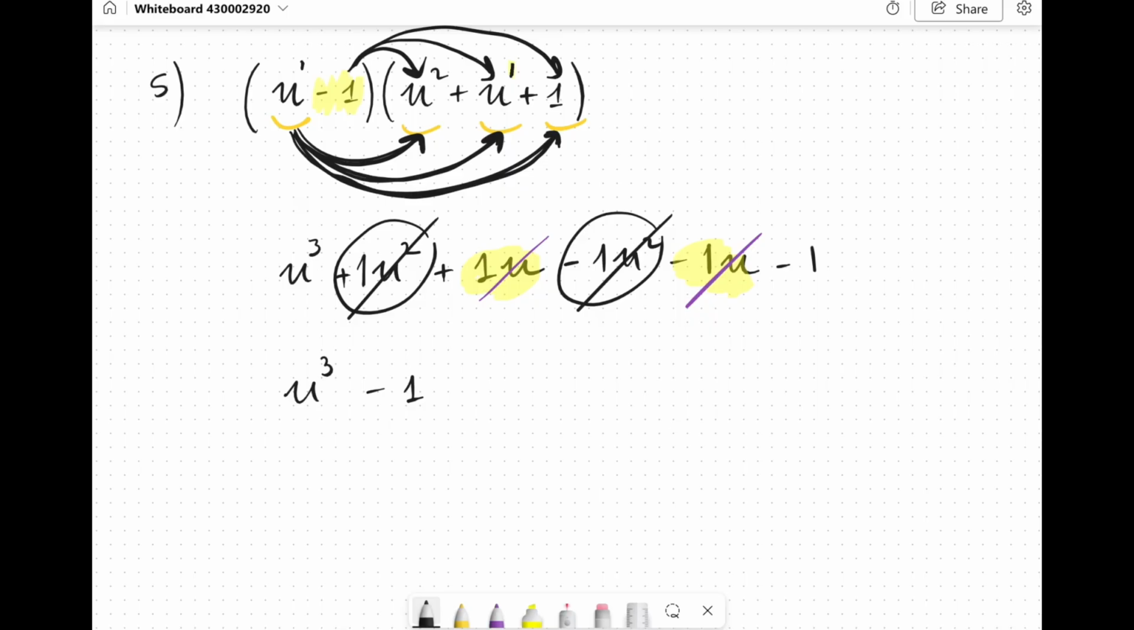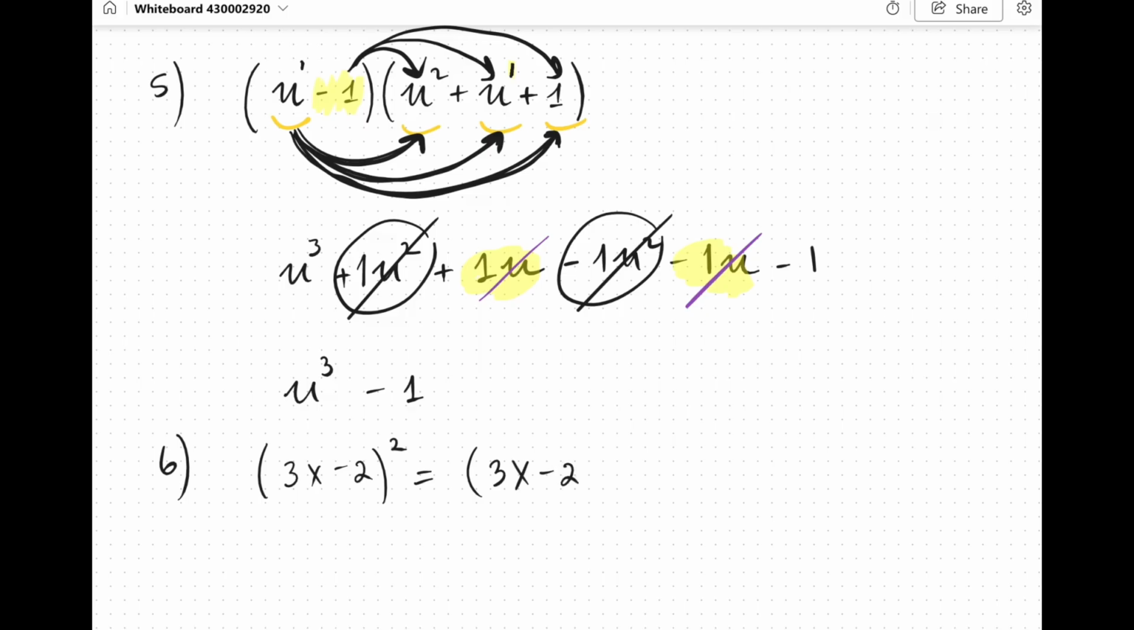And then one last final question here, number 6. 3x minus 2, the whole thing squared. The most common mistake that I see students make is squaring 3x and squaring 2 separately and leaving that as your answer. This is incorrect. The idea behind squaring a binomial is multiplying it by itself. So once you write out 3x minus 2 times 3x minus 2, you have to do our double distribution.